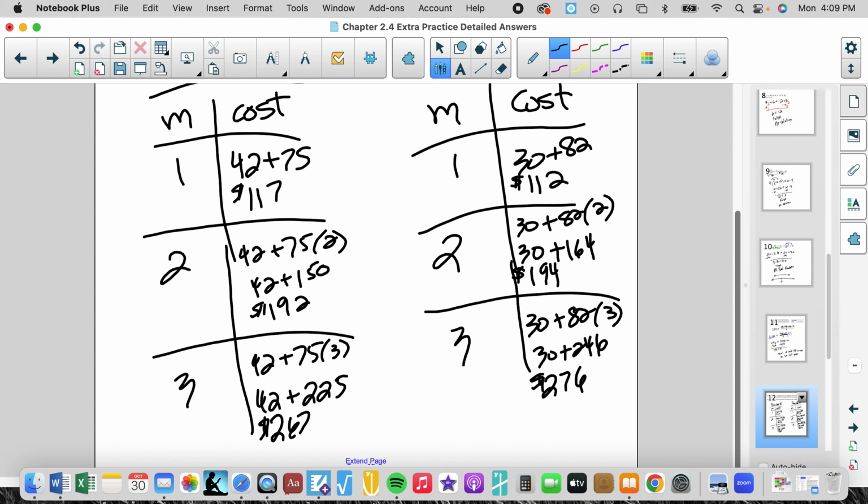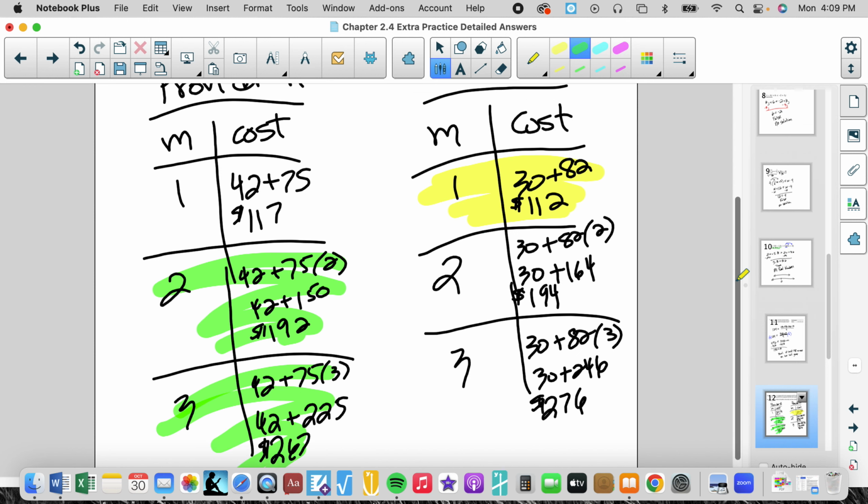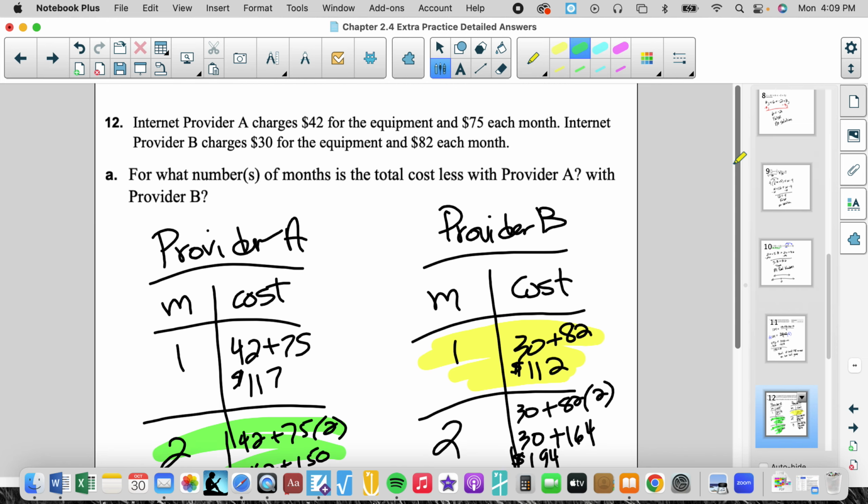Well, so which one's better? So B is going to be better in the first month, and then A is going to be better from that point on. Yeah, so that monthly cost is going to make a huge impact after the second month.